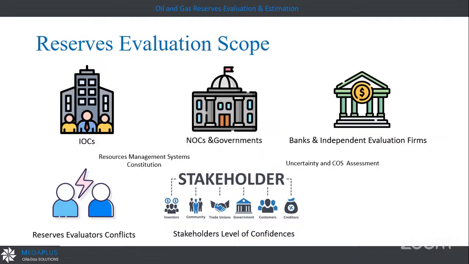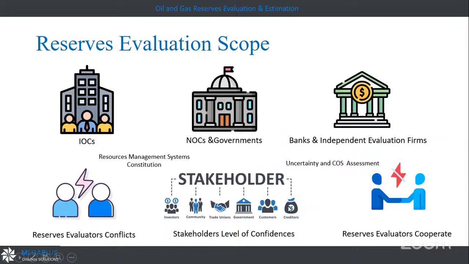That's why we make an uncertainty and chance of success assessment, in order to reach satisfaction between the conflicting teams or companies. So we have reserves with different confidence levels, and we make an assessment for uncertainty and chance of success that we will see in a later slide. What is chance of success, and what are risked and de-risked reserves.